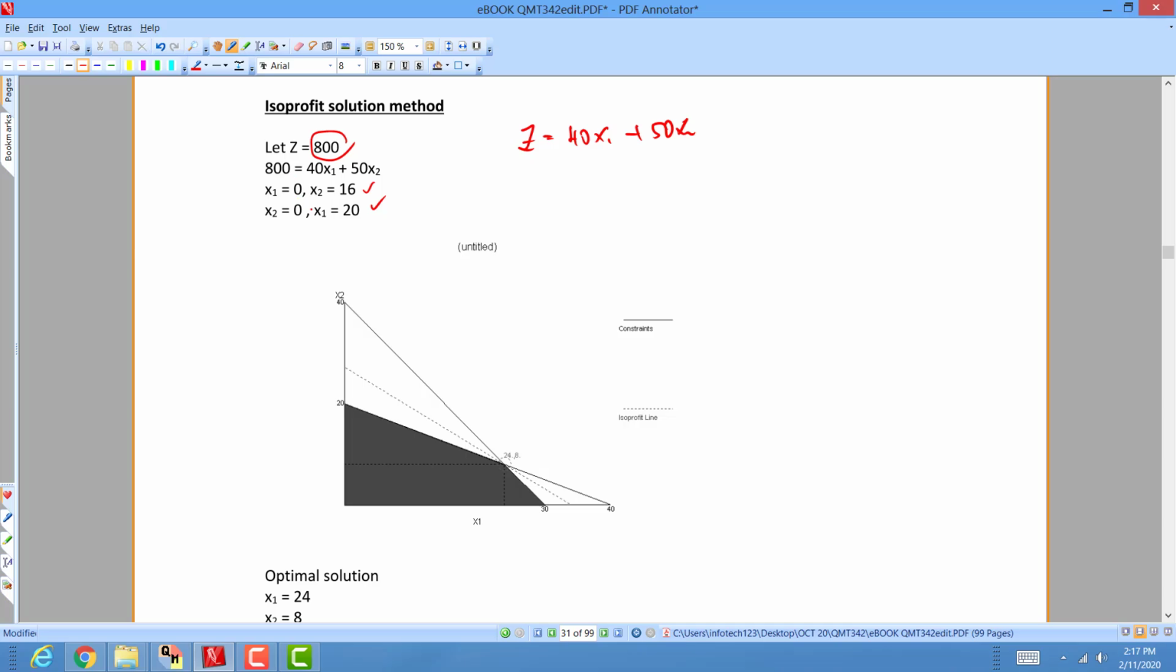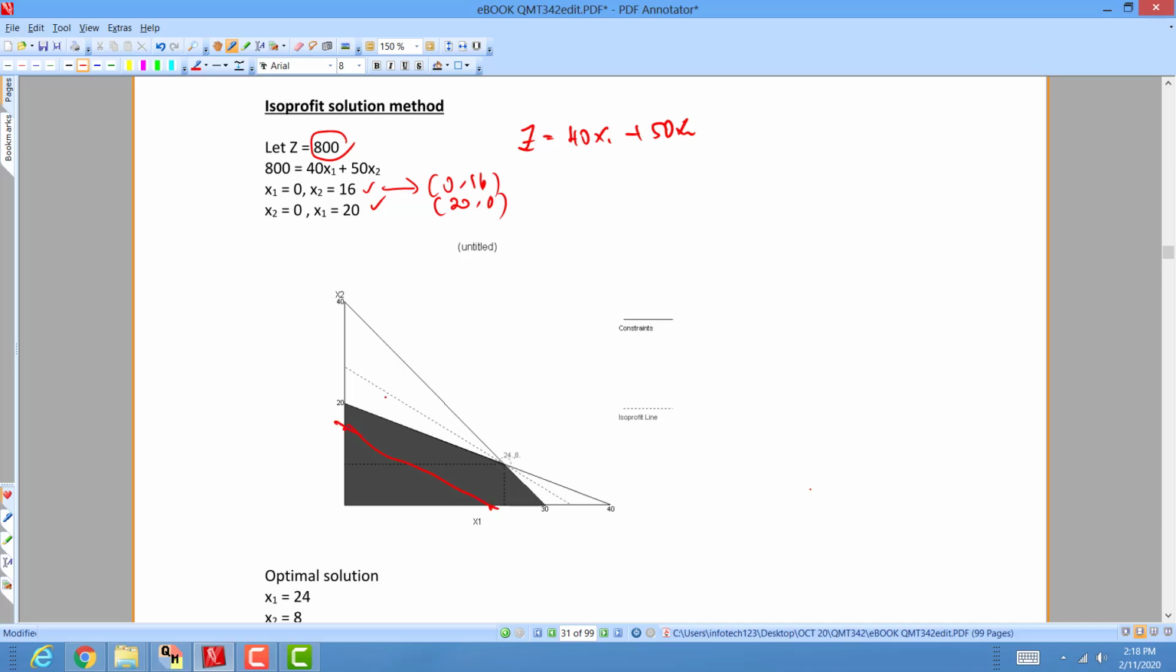So if you change this, you can get point of 0 and 16, 20 and 0. So where is the line? Here, somewhere here lah. Somewhere here, 20 and also 16. Okay. Let's say here is the line.